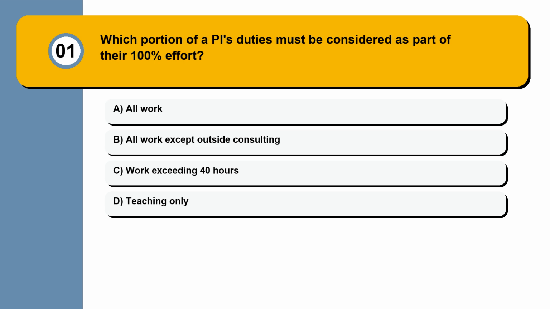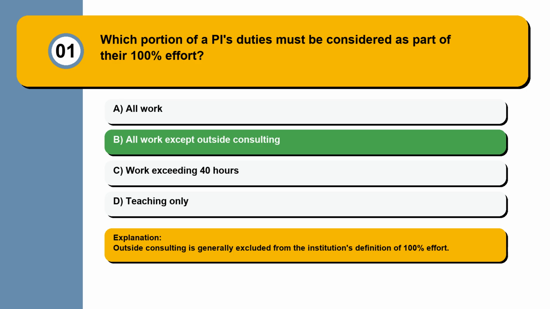Question 1. Which portion of a PI's duties must be considered as part of their 100% effort? All work. All work except outside consulting. Work exceeding 40 hours. Teaching only. Outside consulting is generally excluded from the institution's definition of 100% effort.